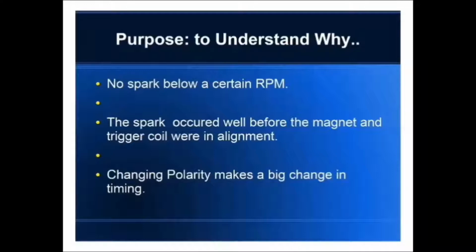And we want to also understand why the spark did not occur when the magnet was centered on the trigger coil. We were very careful to set those up and center them that way, and then the spark occurred usually sometime ahead of that. And then the third thing we want to know is we changed the polarity and we got a dramatic change in the timing, the ignition timing. So I think it would be good to know why those things are happening.